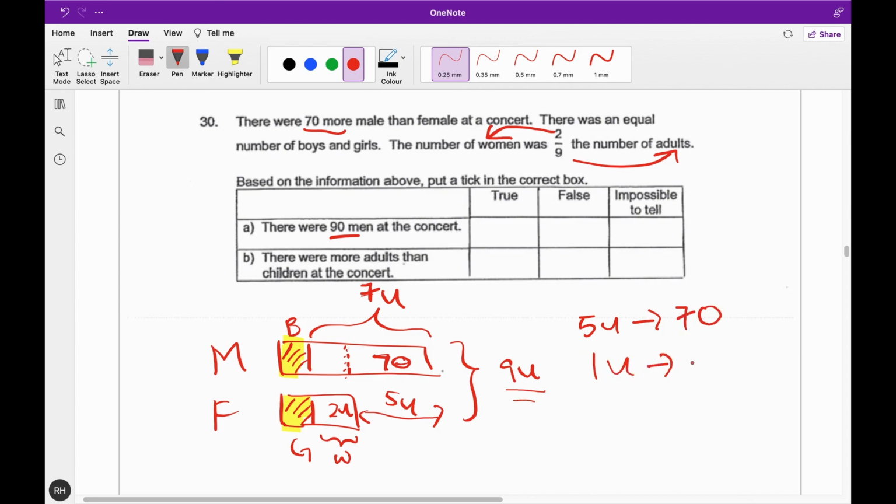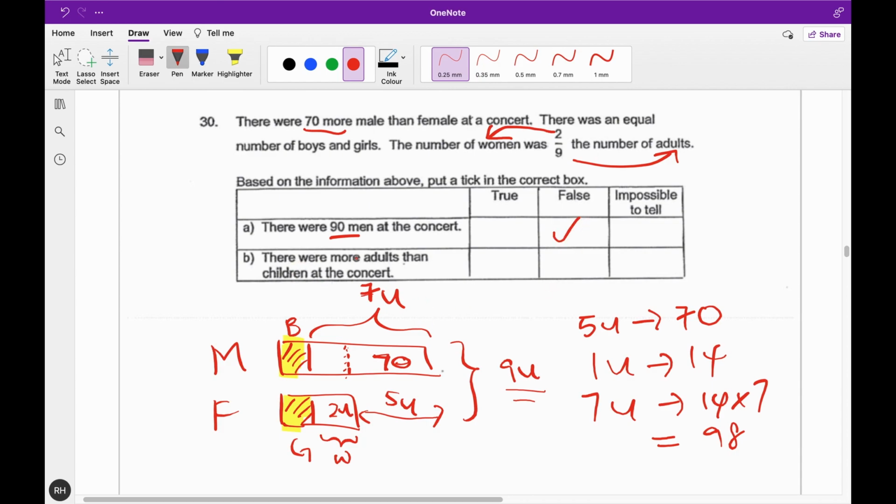Alright, so 1 unit is 14. And in order to find the number of men, we have 7 units for men. So 14 times 7 would give us 98. Okay, so it is not 90 men, it is 98 men, so this is false.